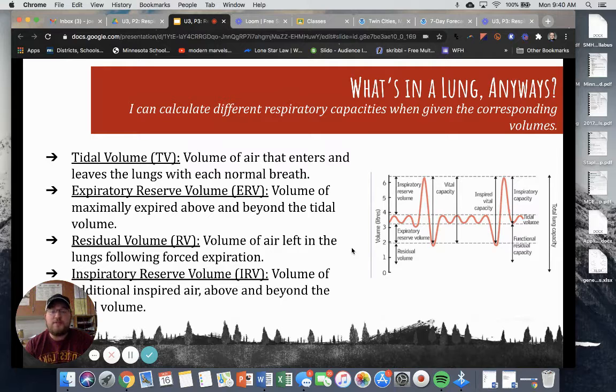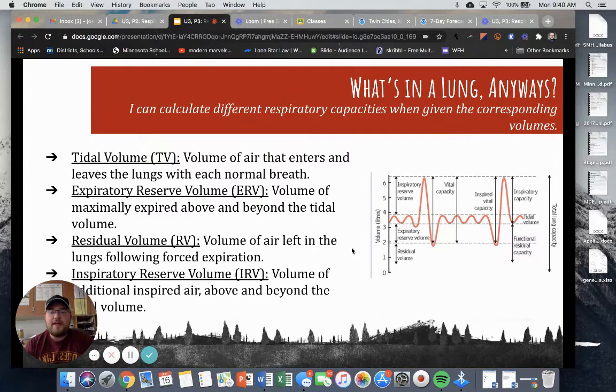So expiratory reserve volume is the volume of maximally expired air above and beyond the tidal volume. So in that respirometry technology we just looked at, that's your ERV. You are expiring as much as you can. So okay, like getting out as much air as you can.